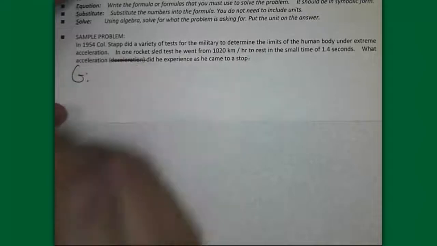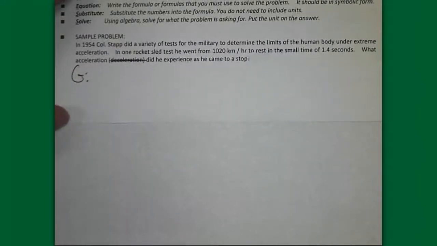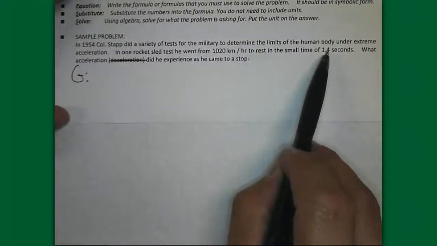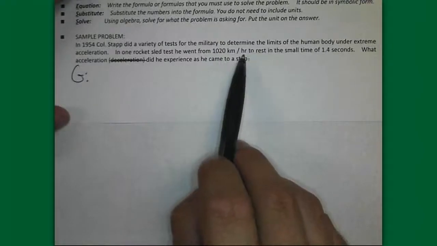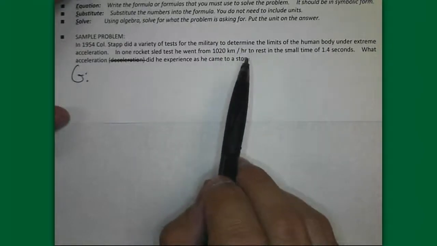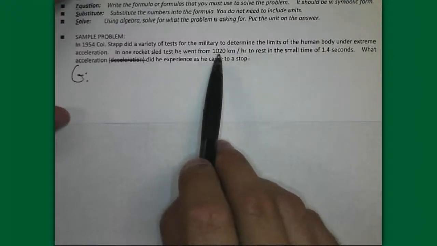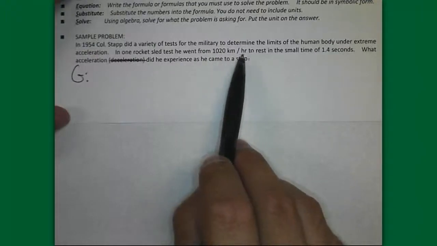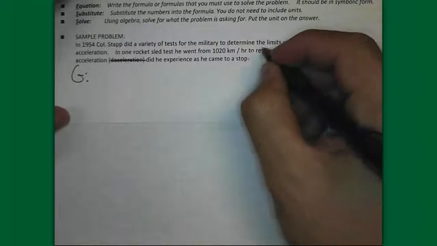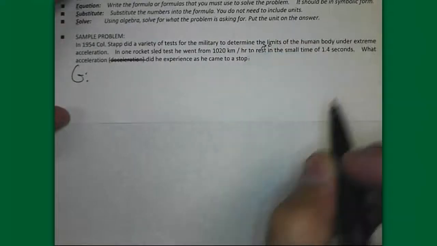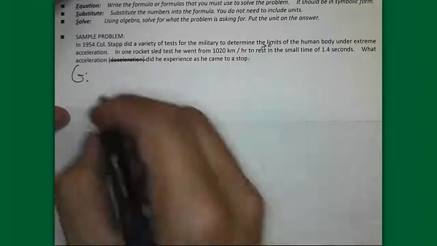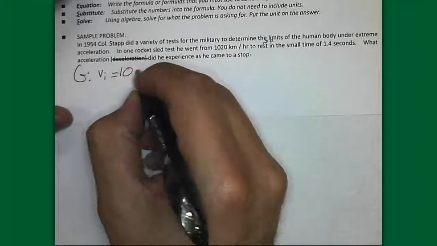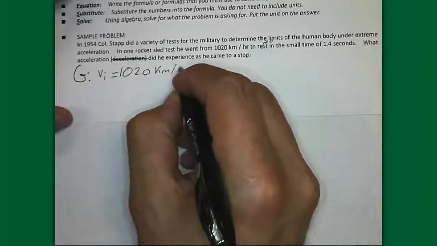First thing I'm going to do is start with my G. What am I given in this problem? Well, I'm going to look through here, and I see a number here and I see a number here. Those are going to be some givens for me. So let's go to this one. 1,020 kilometers per hour. I know that is a velocity. I also know that he's changing his velocity in this problem. He goes from 1,020 kilometers per hour and he ends up resting, and this speed is 0. So I know that 1,020 kilometers per hour therefore will be my initial velocity. My initial velocity is 1,020 kilometers per hour.